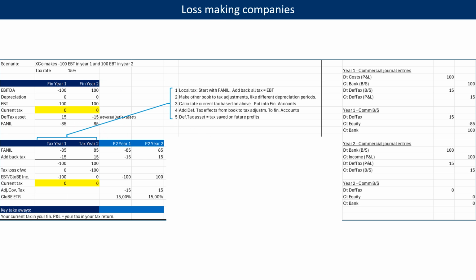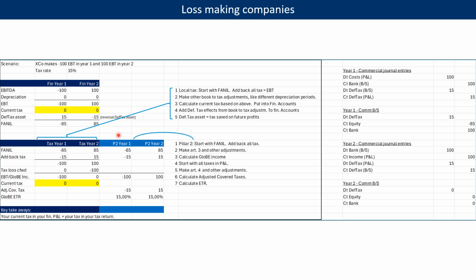And if you look at Pillar 2, we start with a final, we add back all the tax, then we make the Article 3 adjustments, which are your income adjustments, so you can get to your GloBE income. Then we start with all the taxes in the P&L, and we make Article 4 adjustments, so we can get to the adjusted covered taxes. And then we simply calculate the effective tax rate by dividing the adjusted covered taxes by the GloBE income.